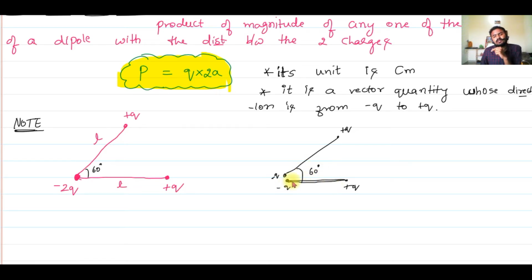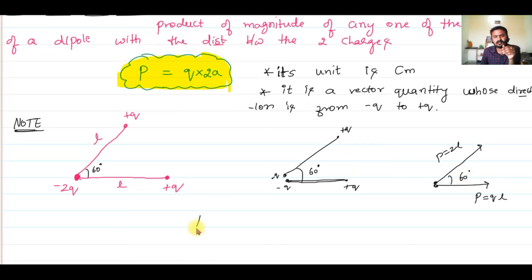Now you see it is like two vectors. One vector P, which is q into L. In this case I am taking the distance between these two charges as L. Generally we take it as 2a, but they have given it as L, so we will take it as L itself. The dipole moment due to this minus q and plus q is also q into L only. That is also going to be P itself. Now we have two vectors P and P having an angle of 60 degrees between them.